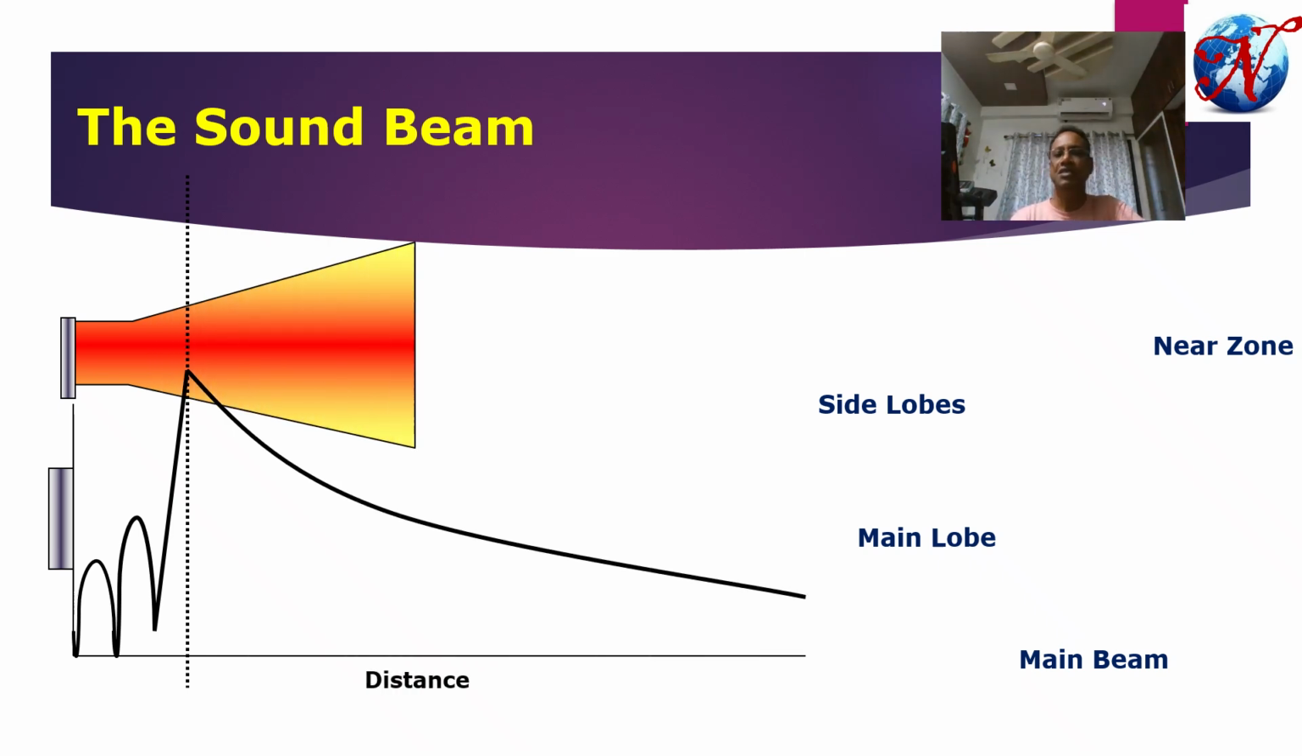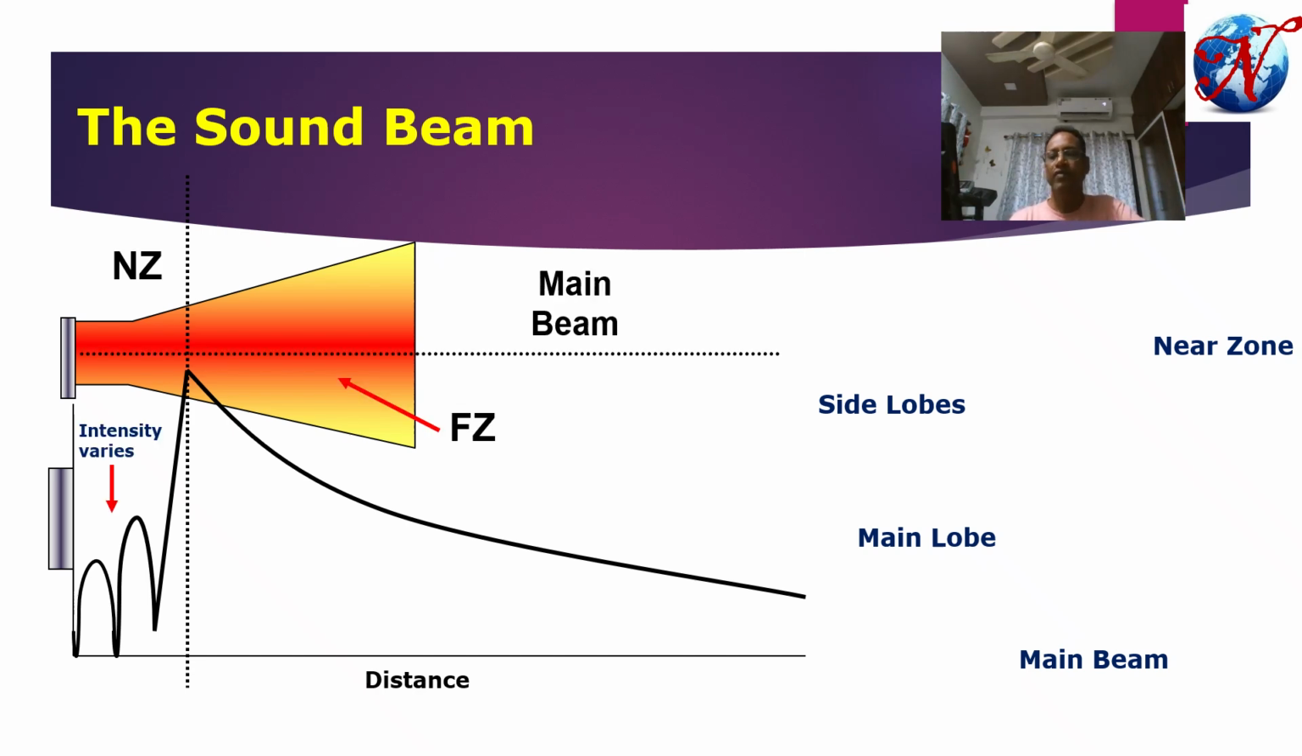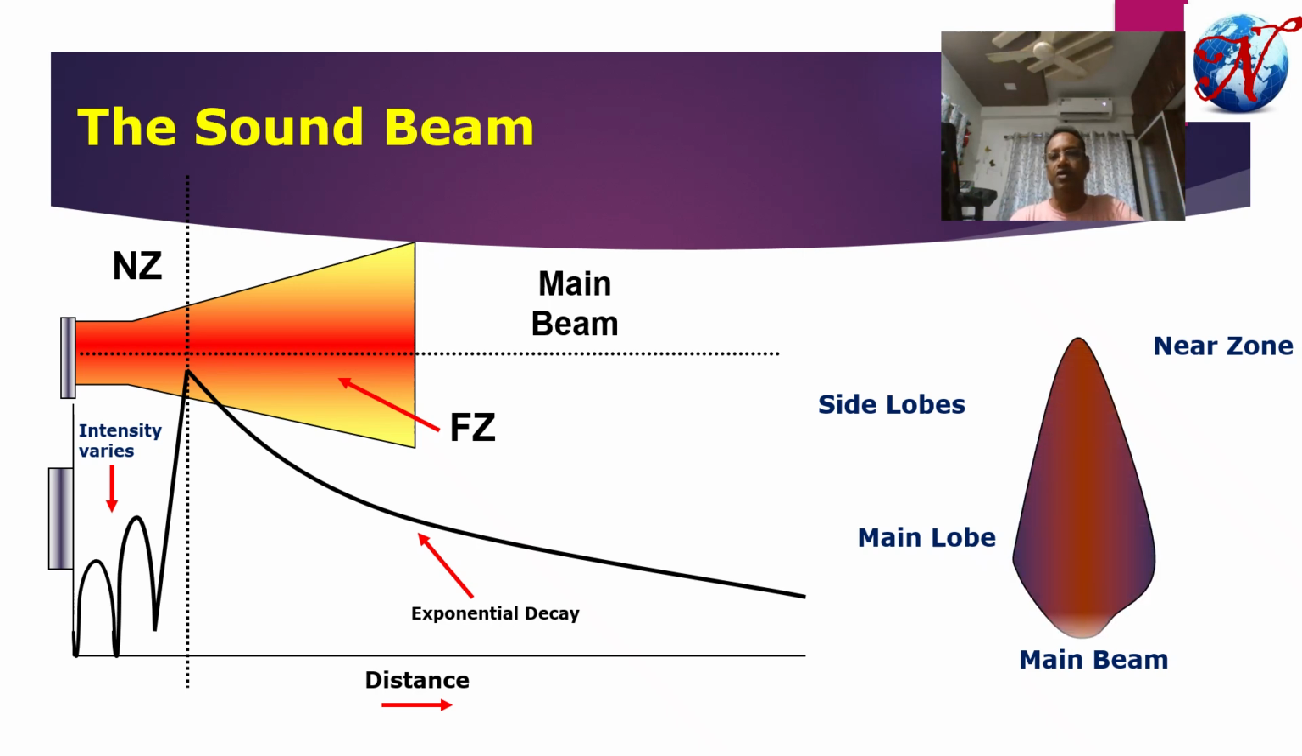So if we are considering this graphical presentation, then we can say that from the near surface of that particular piezoelectric crystal, there is a certain area where the pressure of the sound is not uniform. The non-uniform pressure region of that beam profile is known as the near zone and it is denoted by N. Beyond the near zone, the intensity of the sound gradually decreases in an exponential way, that is due to the beam spread.